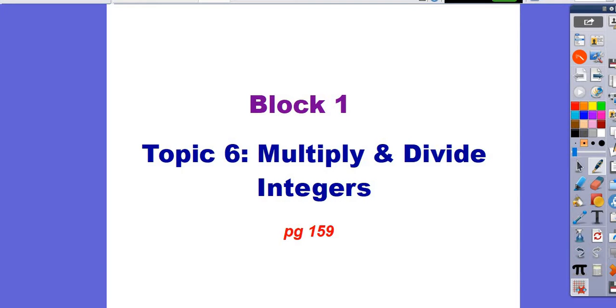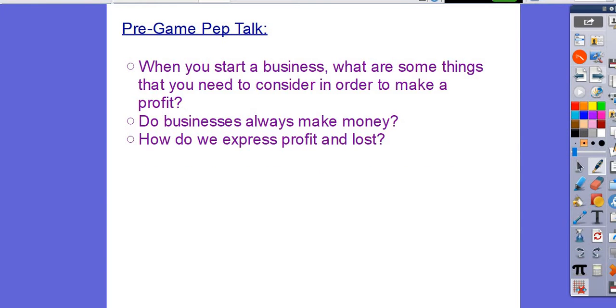Not too bad. So the first thing I want to look at: when you start a business, what are some things that you need to consider in order to make a profit? You need to advertise it. Okay, advertisement. Do a markup so you can actually have a profit. If you make something for 50 cents and you sell it for $1.50, you have a profit of $1. Maybe free samples.